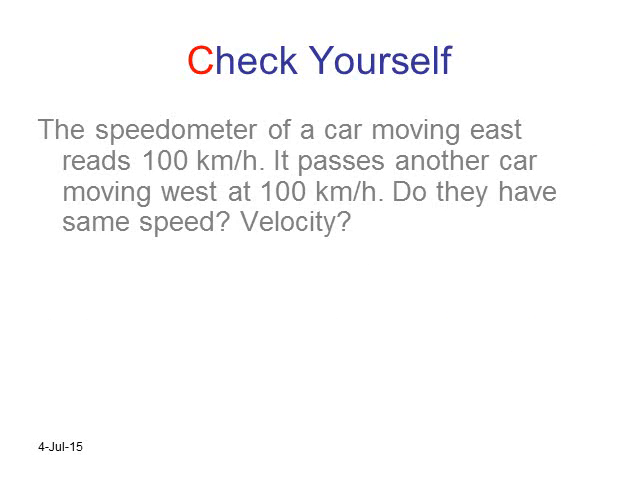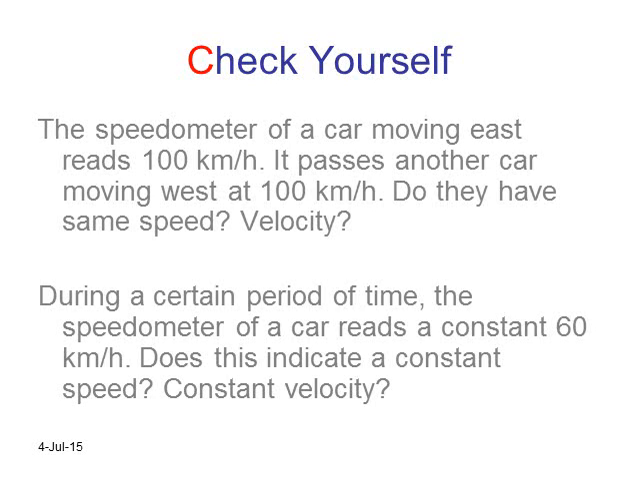Okay, so the speedometer of a car moving east reads 100 kilometers an hour. It passes another car moving west at 100 kilometers per hour. Do they have the same speed? Well, they're both going 100 kilometers an hour. Great, that's the same. What about velocity? Well, we should see one of those would be a negative velocity. They're going in opposite directions. So those are opposites, meaning one of the numbers there would be negative, and they would crash.